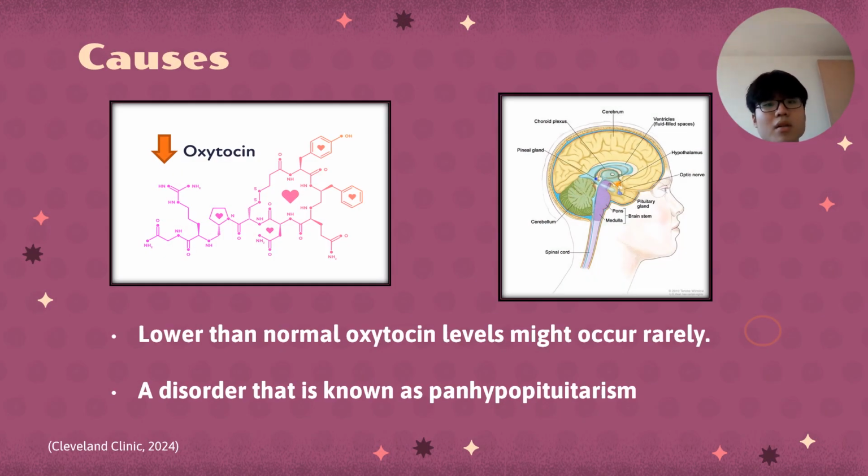Hi, I'm Alden. After listening to what Nyanesh explained about the importance of oxytocin, let's discuss the consequences of a malfunctioning oxytocin pathway. A disorder known as panhypopituitarism will cause all hormone levels of your pituitary gland to fall below normal. This includes oxytocin hormone level to be lower than normal.